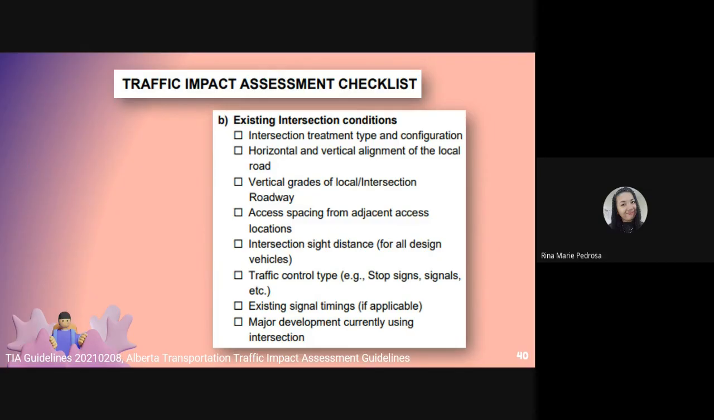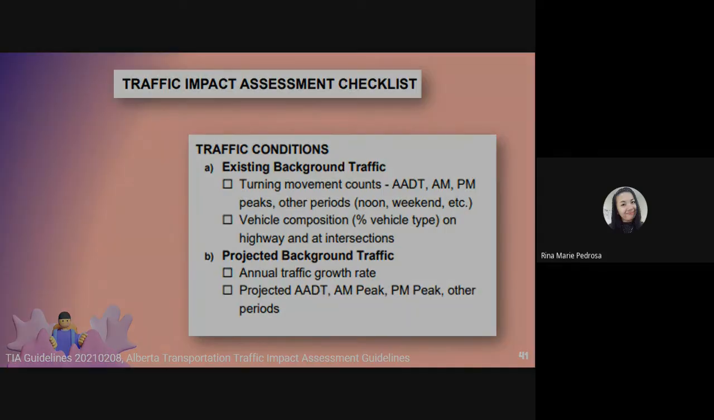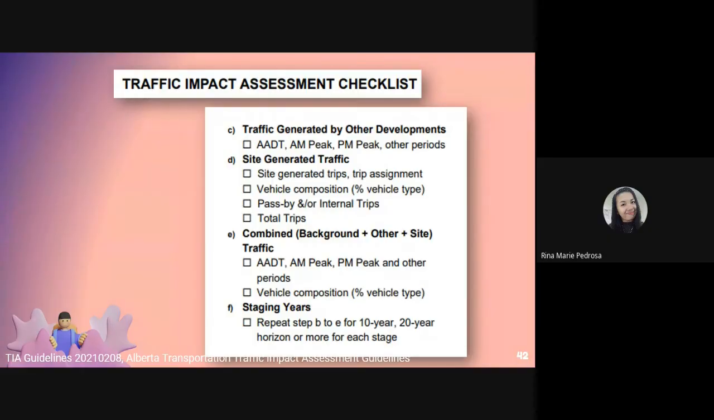So another part of the checklist is the traffic condition. In A, you have the existing background traffic, which is the turning movement counts, your AADT, AM, PM peaks, other periods. Again, vehicle composition in terms of percentage of the vehicle type on highway and its intersections. For B, we have the projected background traffic, your annual traffic growth rate, projected AADT, AM peak, PM peak, other periods. For letter C, we have the traffic generated by other development.